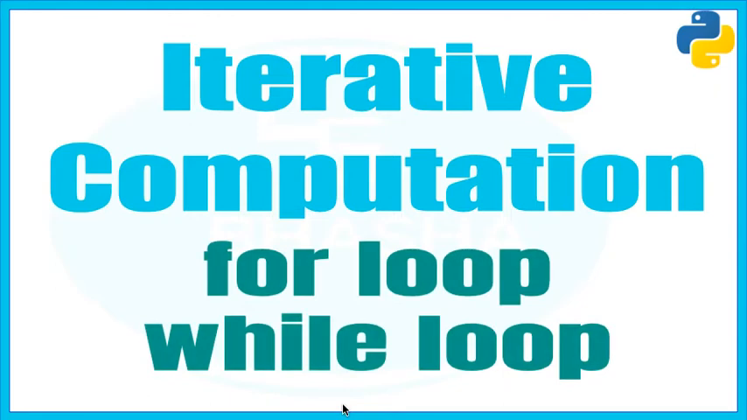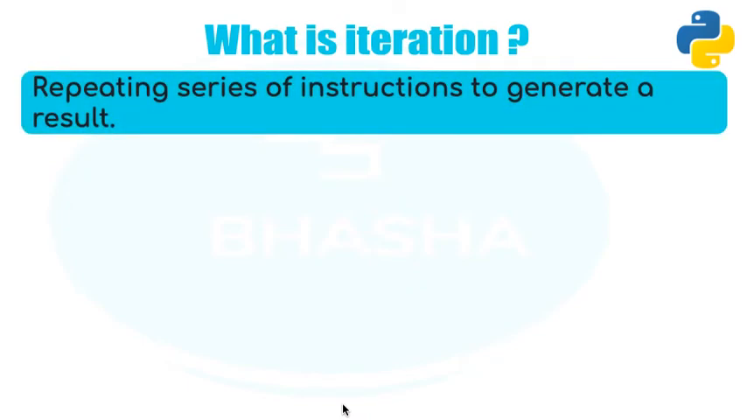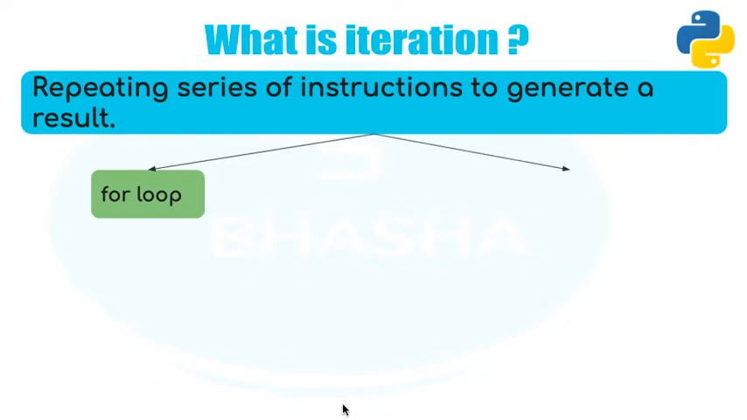Before we start with the example, the first thing is we need to understand what an iteration is. Iteration is basically when we have a series of instructions and we want those instructions to be repeated again and again. That's called iteration. And for doing that, Python gives us two different options. One is called a for loop and the other is a while loop.